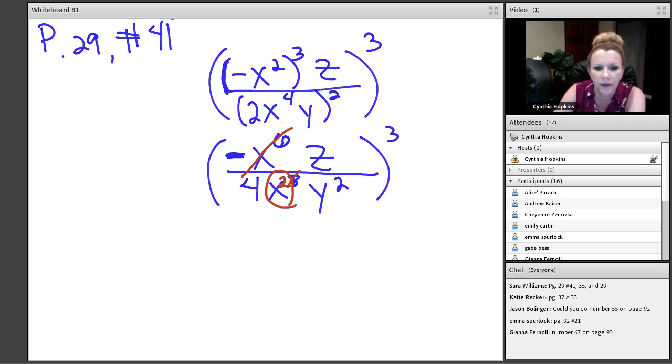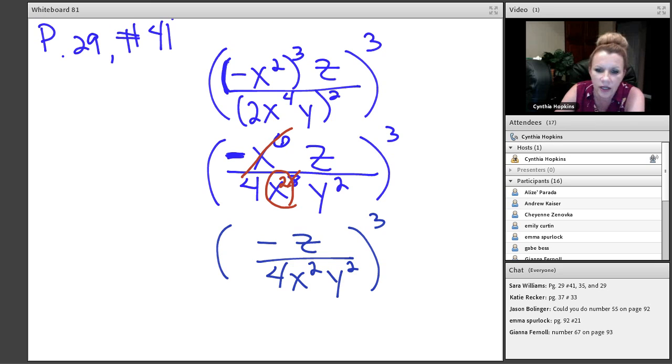Okay, I'm going to clean this fraction up. I still have my negative 1. I have a z in the numerator. In the denominator, I have a 4. I have that x squared, and I have a y squared. And then all of that still needs to get cubed. All right, so I'm going to cube my negative 1. I still have a negative 1. I'm going to cube my z.